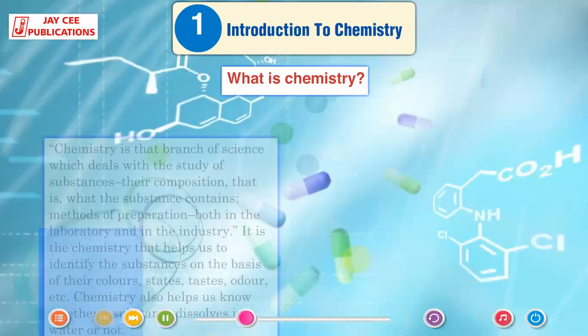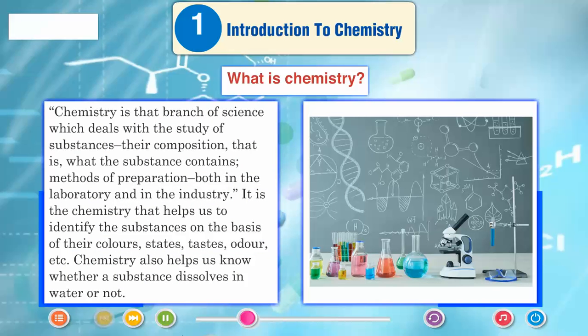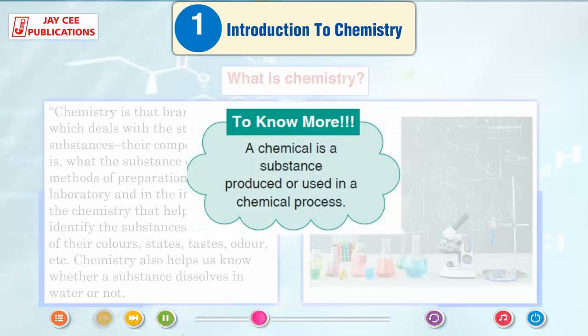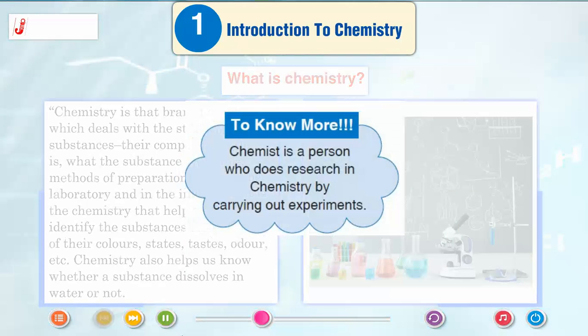What is chemistry? Chemistry is that branch of science which deals with the study of substances, their composition, that is, what the substance contains, and methods of preparation, both in the laboratory and in the industry. It is chemistry that helps us to identify substances on the basis of their colors, states, taste, odor, etc. Chemistry also helps us know whether a substance dissolves in water or not. To know more, a chemical is a substance produced or used in a chemical process. A chemist is a person who does research in chemistry by carrying out experiments.